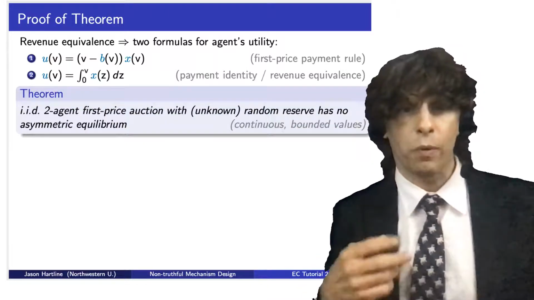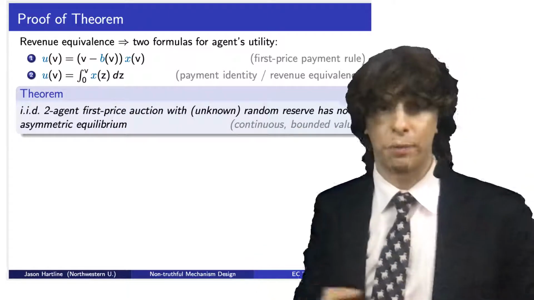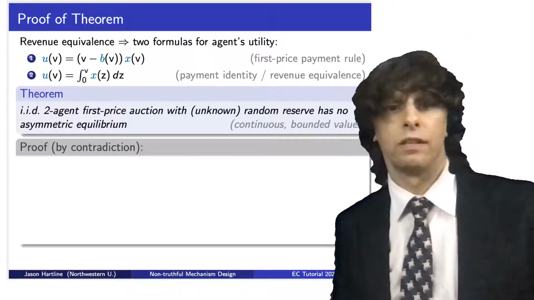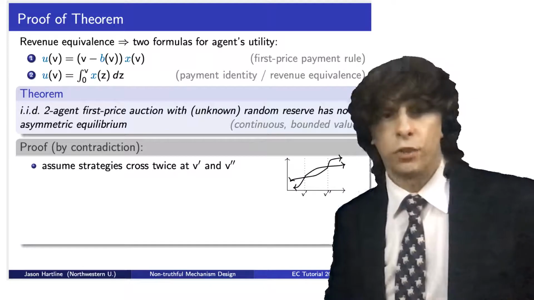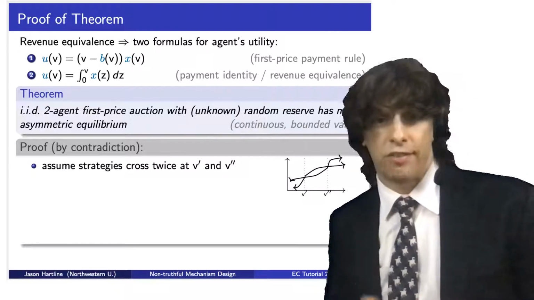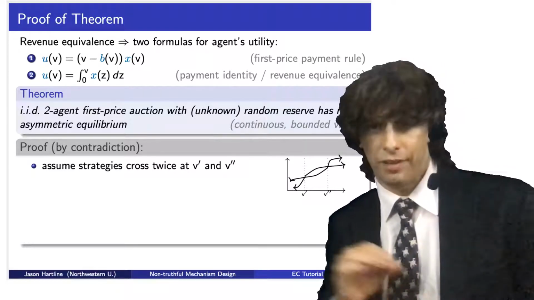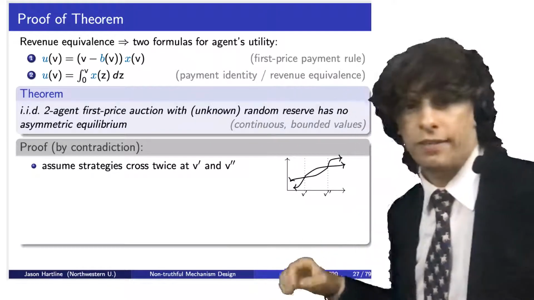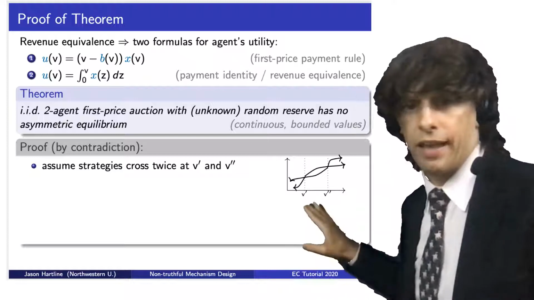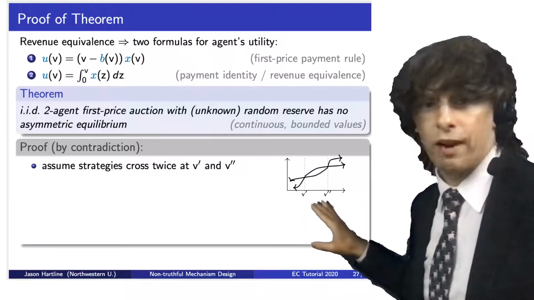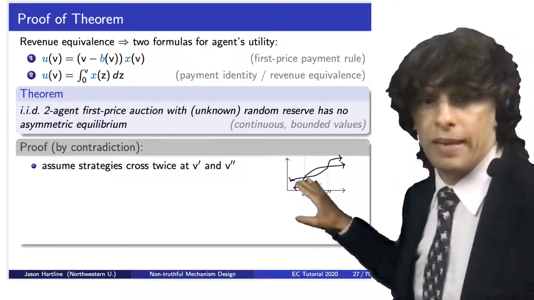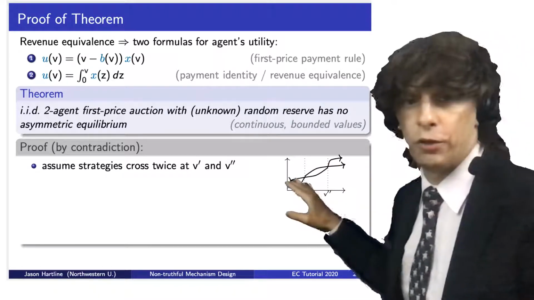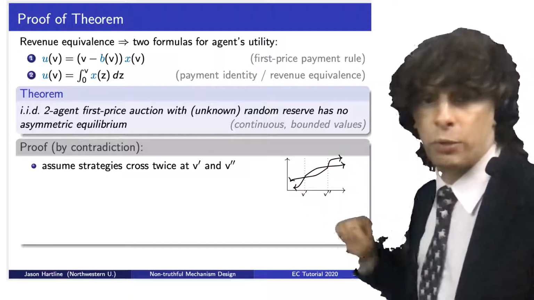Great, so here's our theorem. We want to show that for two agents, first price auction with an unknown random reserve, there are no asymmetric equilibria. We're going to give a proof by contradiction. Let's assume that the strategies of the agents are not the same. So they're bidding with different bid functions. And let's assume those strategies cross twice, once at a value v prime and again at a value v double prime. So here I've drawn bidder 1 bidding higher than bidder 2 between v prime and v double prime.